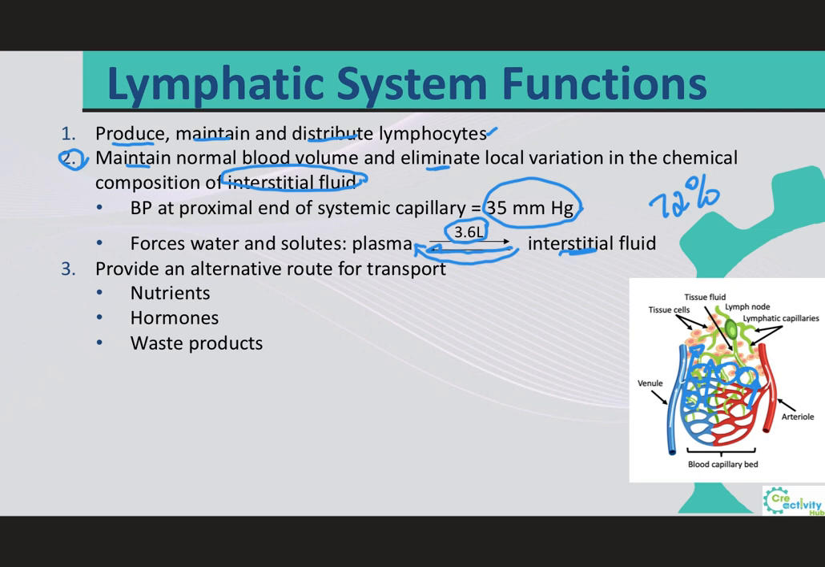And the next and last function is to provide an alternative route for the transport of hormones, nutrients, and waste products. For example, there are certain lipids that are absorbed by the digestive tract and that are carried to the bloodstream by the lymphatic vessels rather than by absorption across the capillary walls, because these lipids, if they're too big, are hard to be absorbed by the small intestine. And we will talk about them in this module coming up.